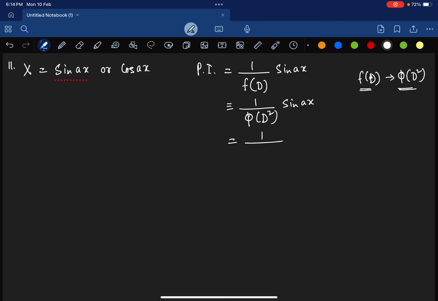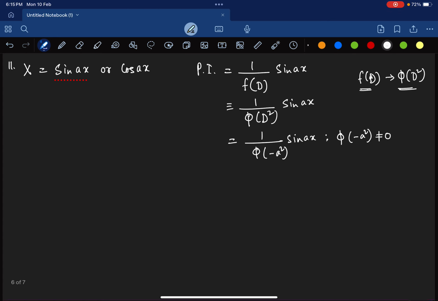Now this is equivalent to 1 by phi of minus a square sine ax, again provided phi of minus a square is not equal to 0. If it is 0, again the same treatment: multiply the upper term by x and differentiate the lower term, that is f of d, with respect to d, and then again in place of d square you put minus a square. This is the idea. So this is for sine ax.